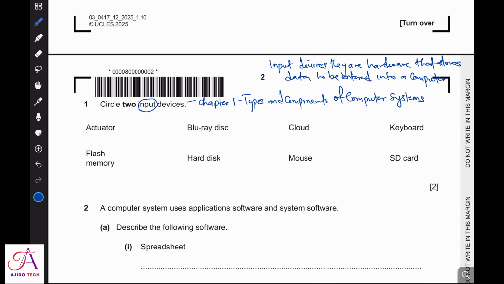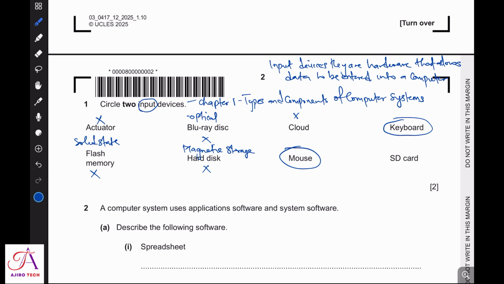What are those hardware, right? Actuator is not one of them because actuator is more or less an output. Blu-ray disc is optical, so it's not. Cloud is not, because we're able to store data remotely. Keyboard, yes. Flash memory, nope. This is solid state, so this is not. Hard disk, no. Why is it no? This is magnetic storage.